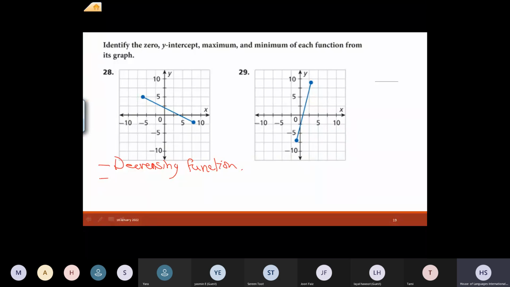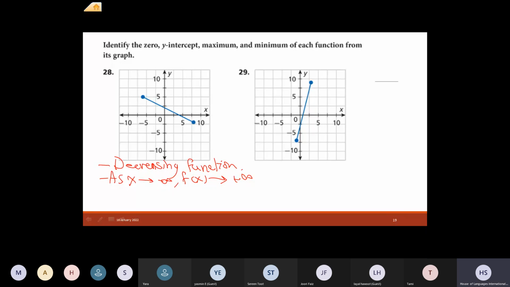Now, what is the end behavior here? What do I mean by the end behavior? As x approaches negative infinity, bravo, f of x approaches what? Positive infinity. Good job. Because it's decreasing, they must be opposite. One is negative infinity, and the second one will be positive infinity.